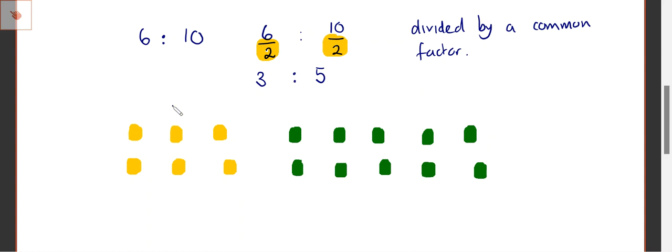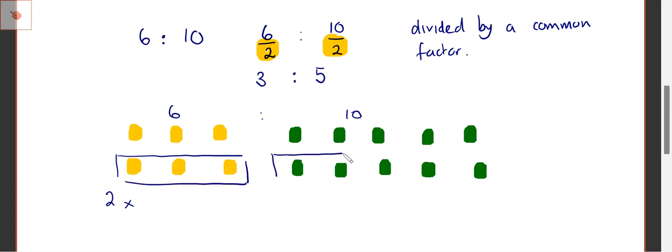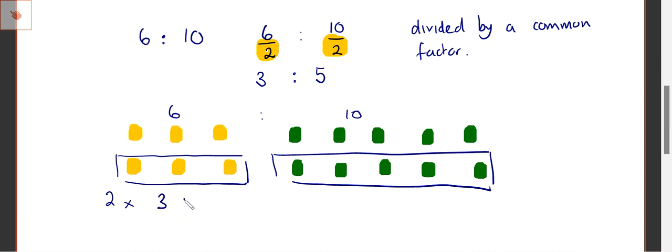So 6 to 10, we could say, is 2 lots of 3 to 5. So we can think of it that way. 2 lots of 3 to 5. Now, maybe it's the next thing we're going to look at, what does it mean to have a ratio, like in a real world sense? Has anyone got an idea where ratios might be used?